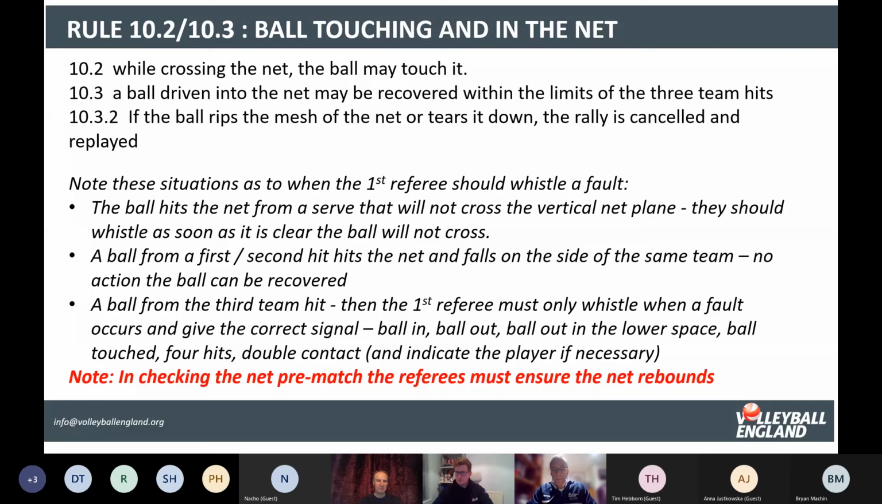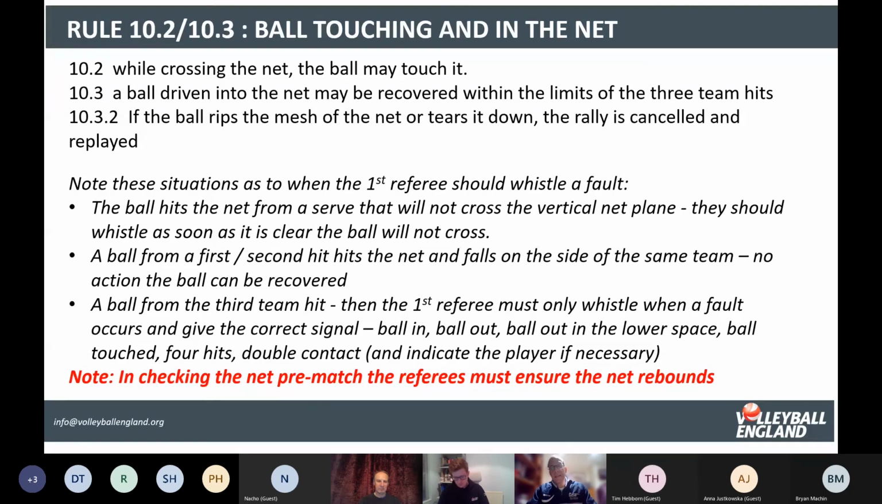And a ball from the first and second hit hits the net and falls on the side of the same team. In that instance, you just have to make sure that you do not do anything, just do nothing, because you know the ball can be recovered from that situation.